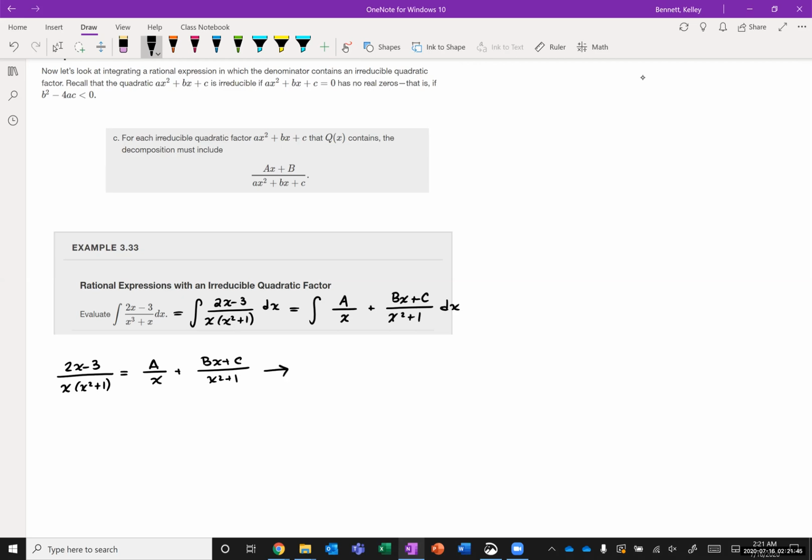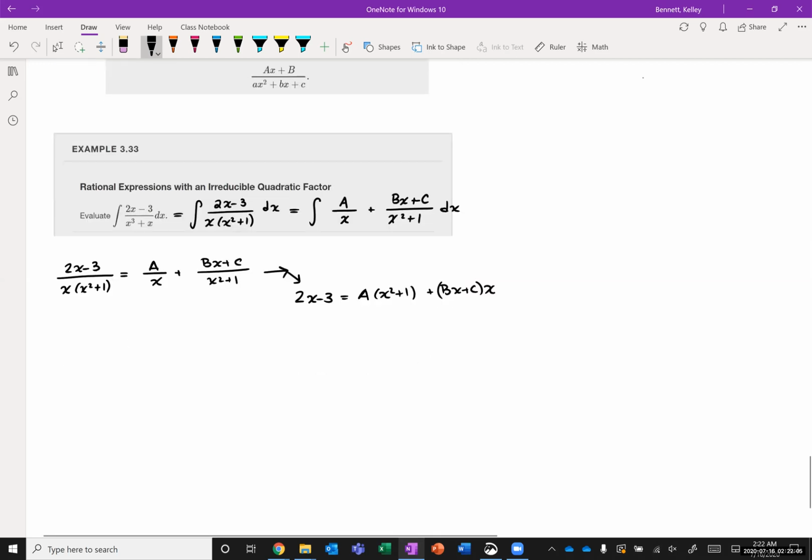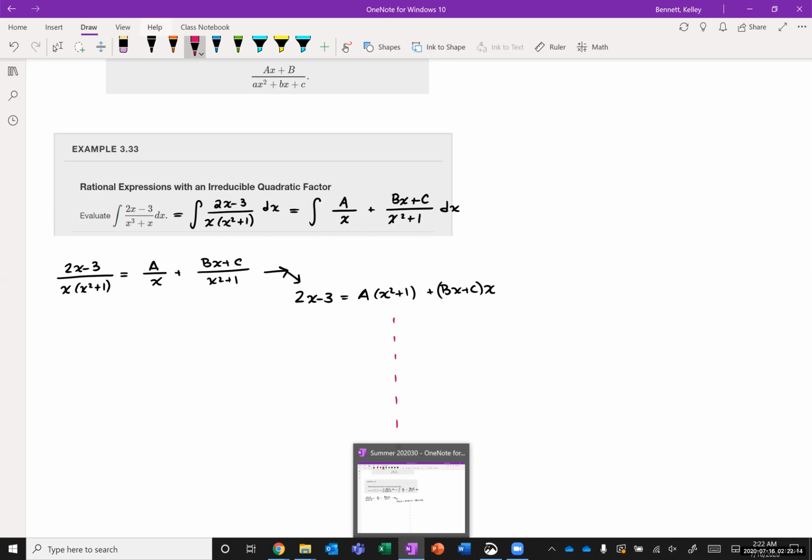So this ends up becoming, just by clearing out the denominator, 2x minus 3 equals a times (x squared plus 1) plus (bx plus c) times x. So we're going to do this two ways again, because in this instance, the comparison of coefficients is like, if you blink, you'll miss it. It's so quick and easy. So let's do it the hard way first.